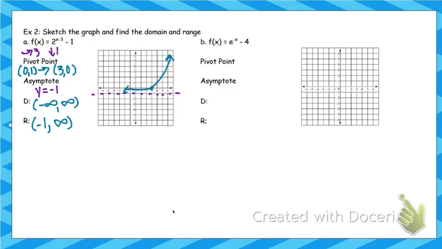All right, let's look at another one. Let's write our transformations. That negative up there is a reflection over the y. That -4 is a shift down 4. That tells us our asymptote. y equals -4. I'm going to plot that first.